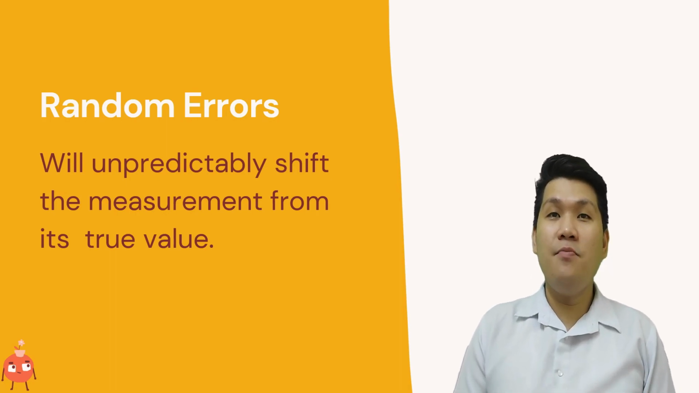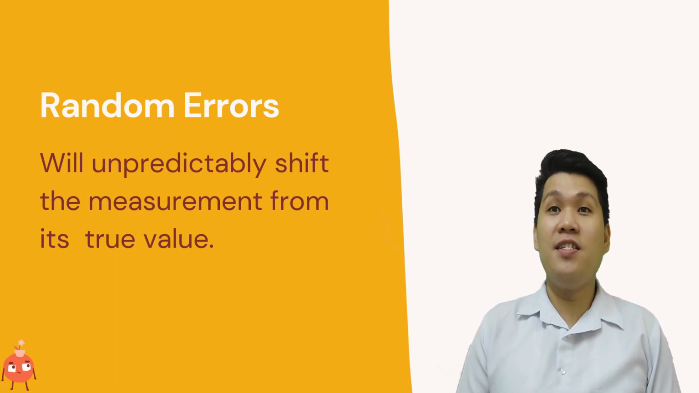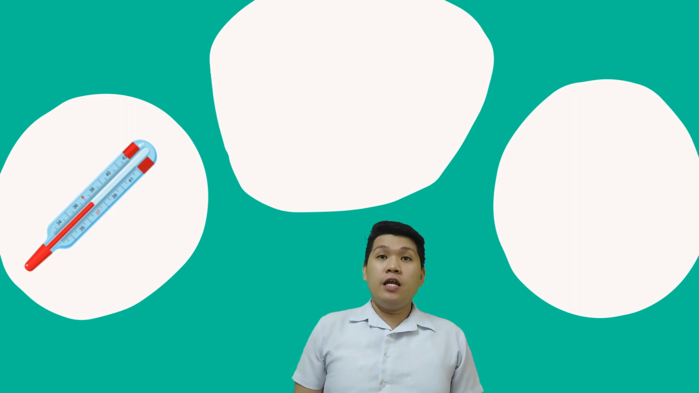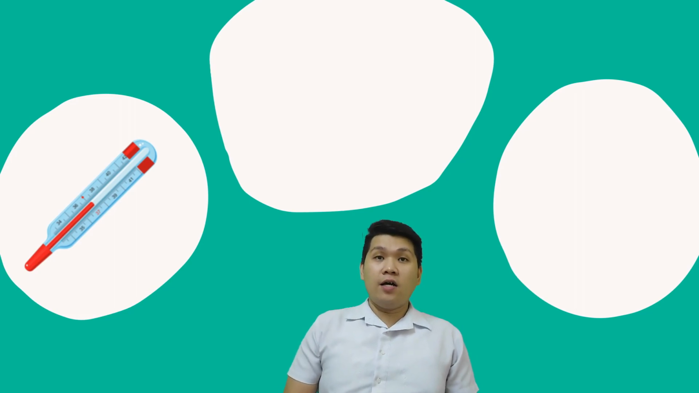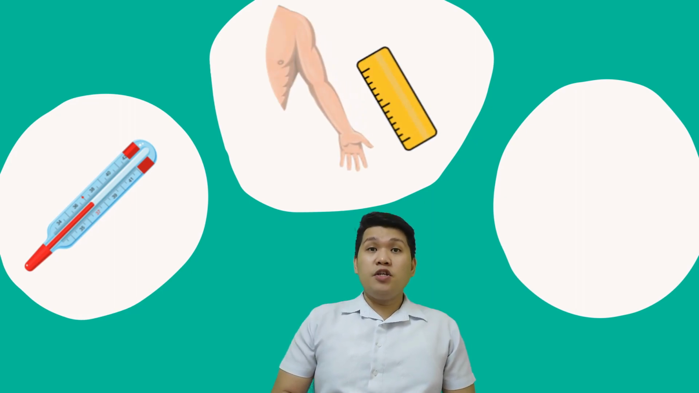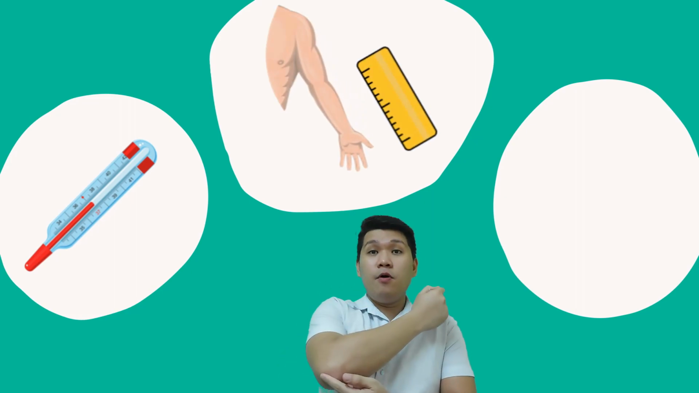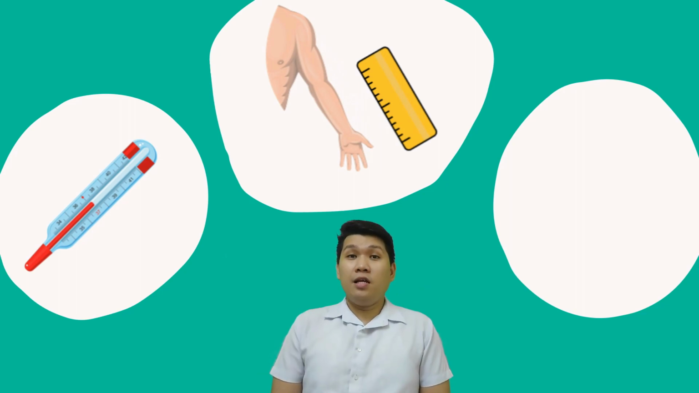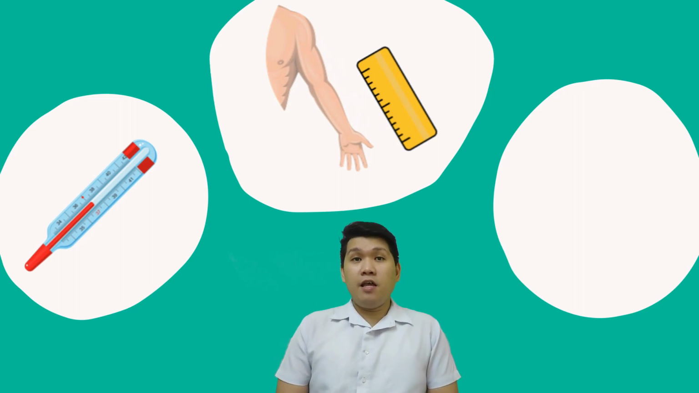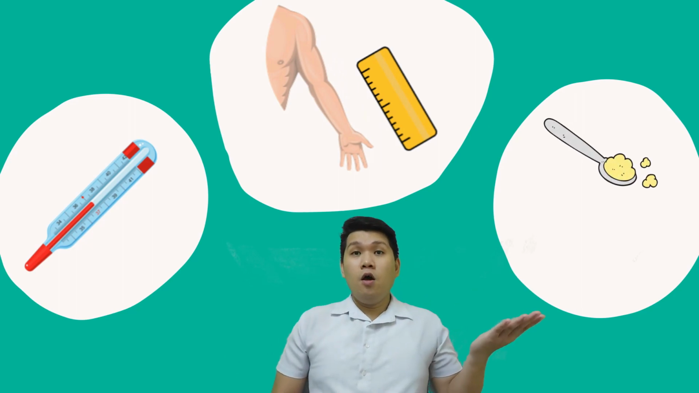Random errors will unpredictably shift the measurement from its true value. Random errors can occur when, number 1, you check your temperature and you check too early and the readings are different for every trial. Number 2, measuring the length of your forearm, but you sometimes include the wrist and the elbow in measuring. Number 3, following the instructions of getting 3 tablespoons of chemicals. Well, I usually commit this mistake by having too many or too little in a spoon.